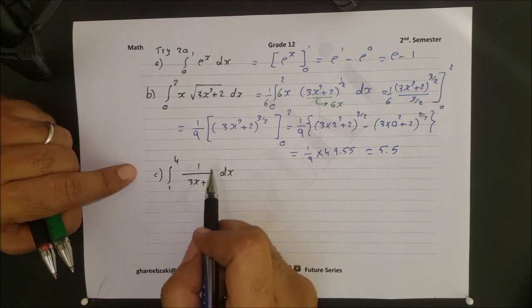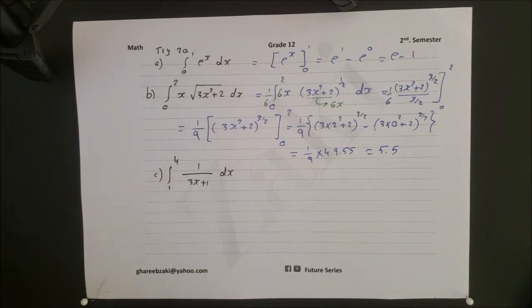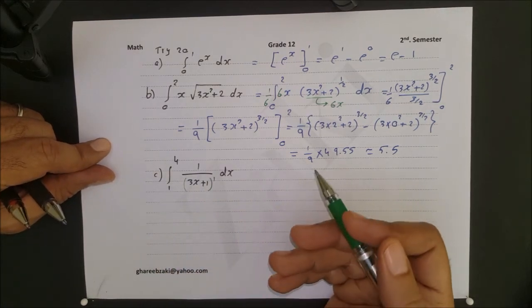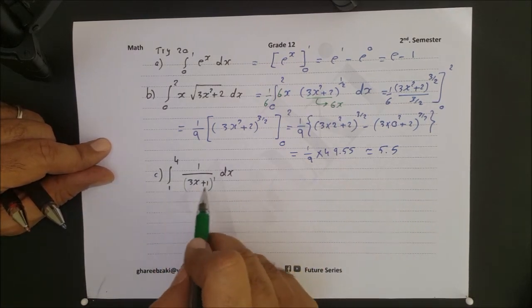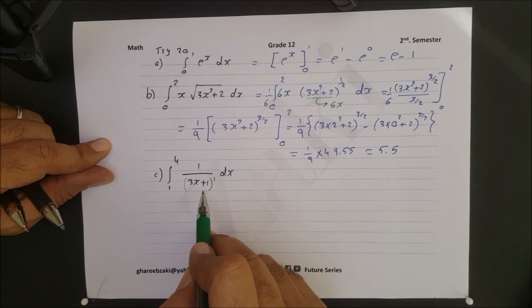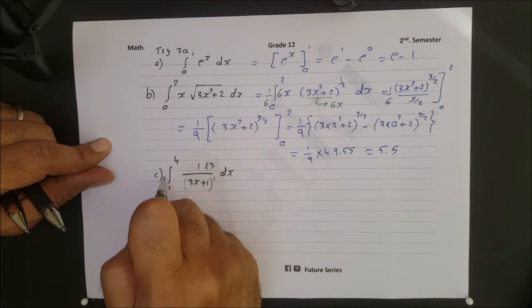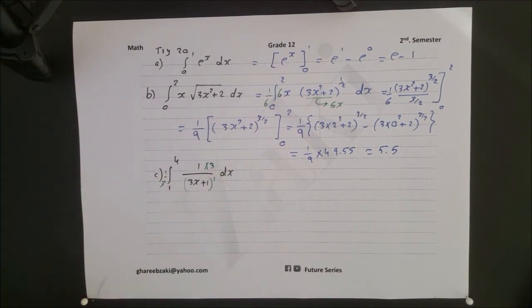In part C, here, the power down, can you see? No power, it means the power is 1. So we apply the third rule. What is the derivative of 3x plus 1? It's 3. We don't have 3 here. So we multiply by 3 and outside divide by 3.